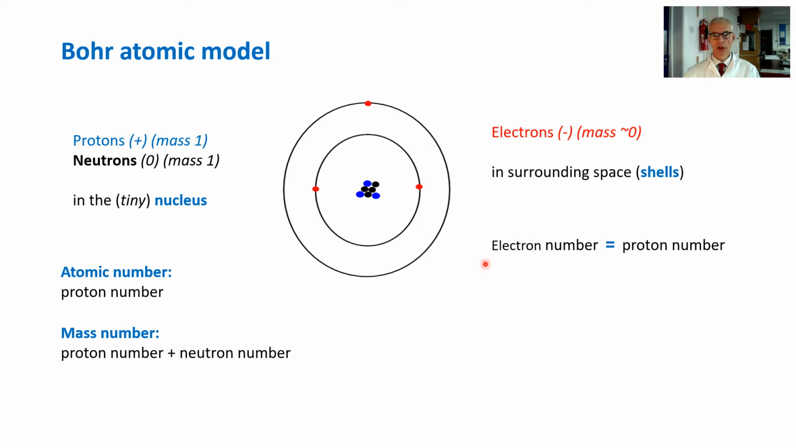We can also tell the electron number in a neutral atom, meaning the numbers of negative electrons is matched by the number of positive protons. We can also tell the numbers of electrons because those in a neutral atom must be the same as the number of protons.